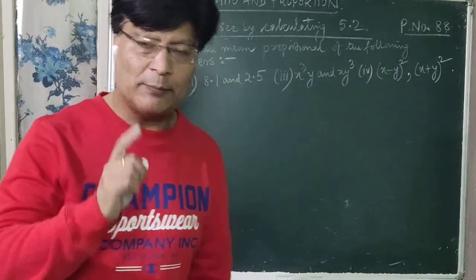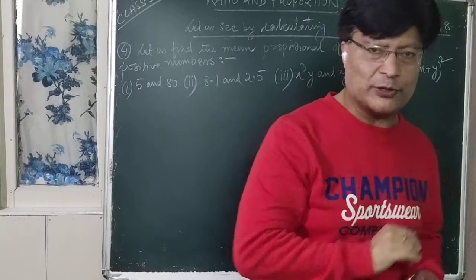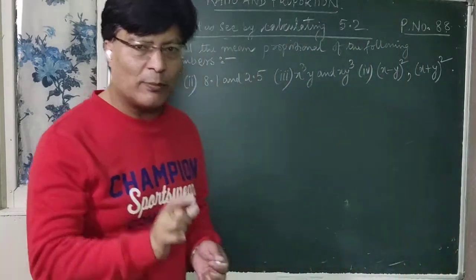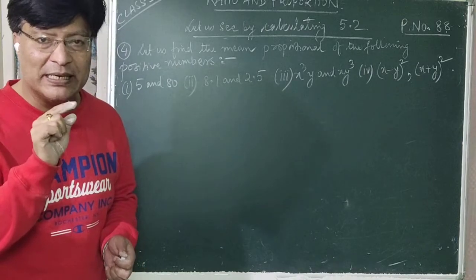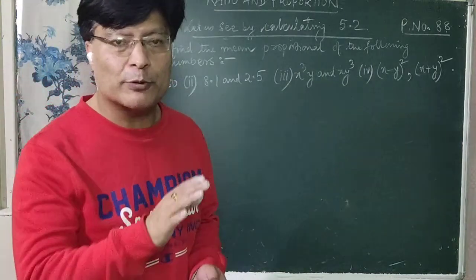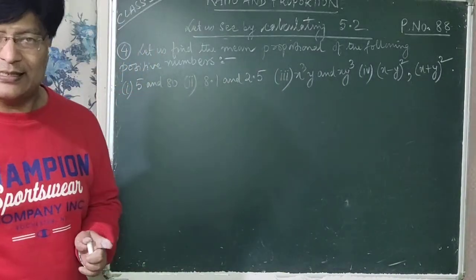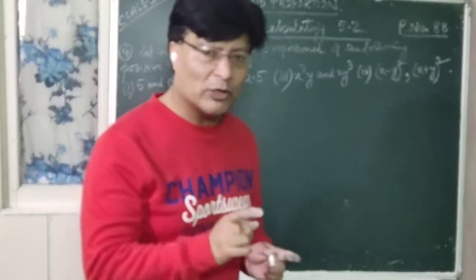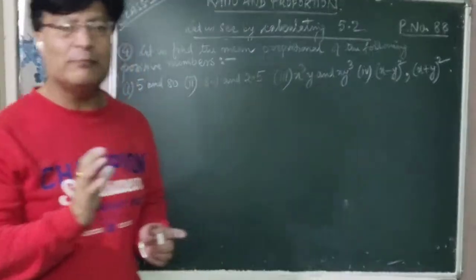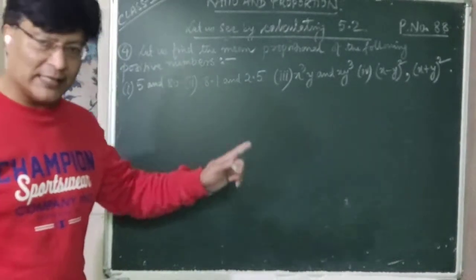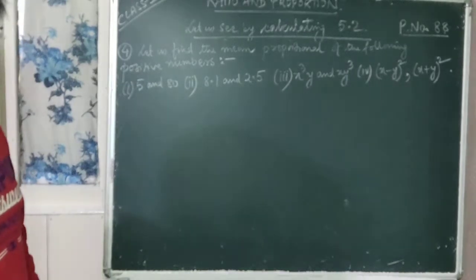Okay? Suppose A, B, C are in proportion. Then the middle term B is known as the mean proportional of A and C. Is that clear? If A, B, C are in proportion, then the middle one, that is B, is known as the mean proportional of A and C. Is it clear? So let us find out the mean proportional of the following positive numbers.